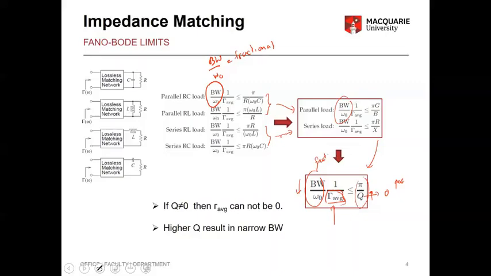Now, remember from our previous discussions that our L matching circuit had a certain Q given by the square root of RL over RS minus 1. So that Q is fixed. We can't really change that Q, and that determines its bandwidth. So the higher the Q, the narrower the bandwidth.